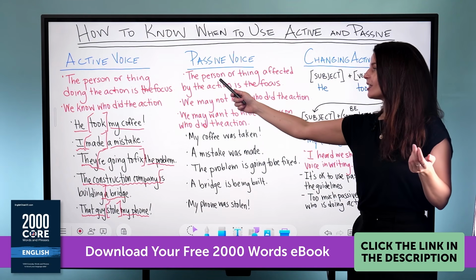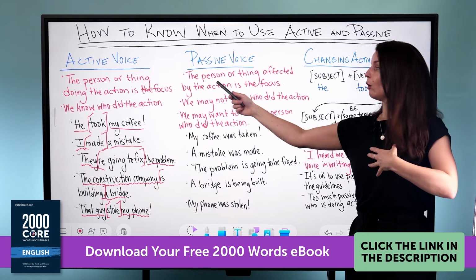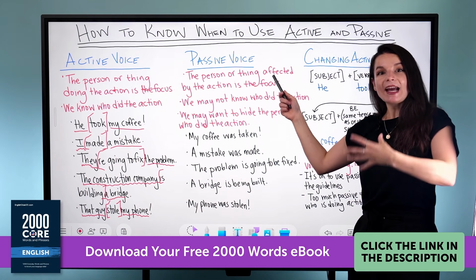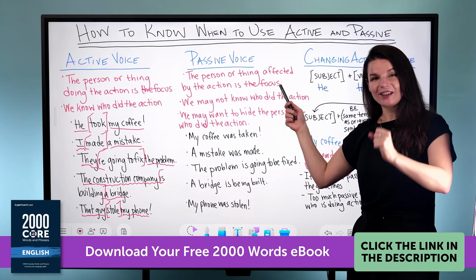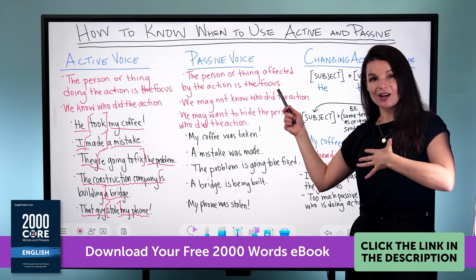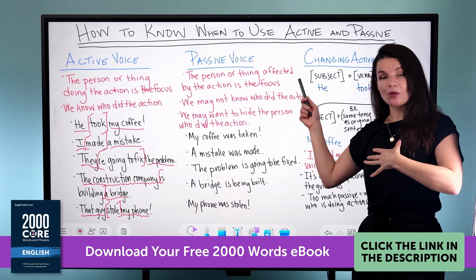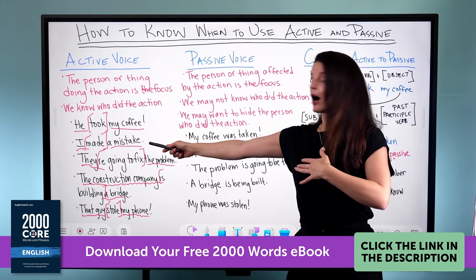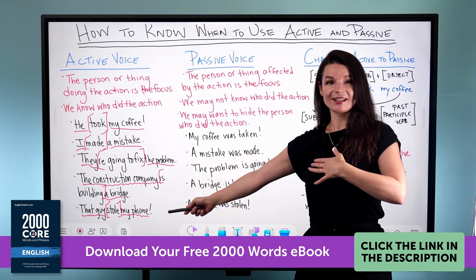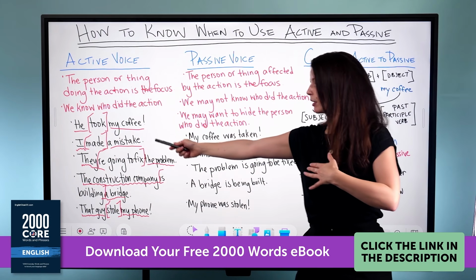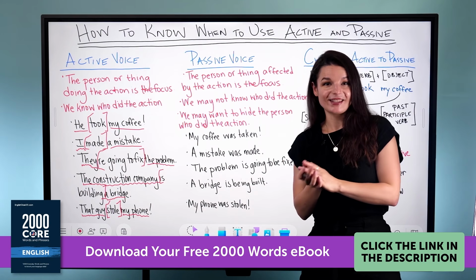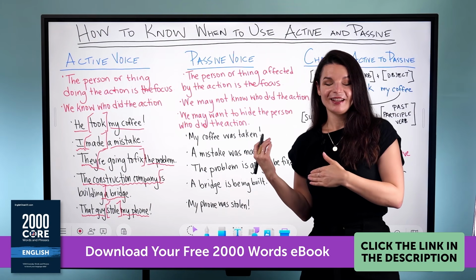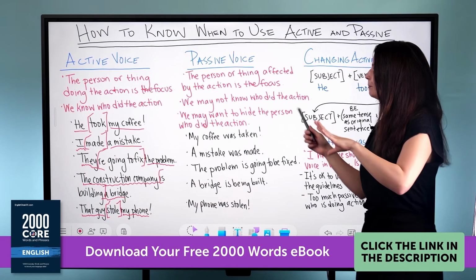We use passive voice when the person or thing affected by the action is the focus, okay? The person or thing affected by the action is the focus. So that means the object of the active voice sentence, like my coffee or a mistake, these are the focus points of the sentence in passive voice, okay? Like, let's look at the other two guides then.